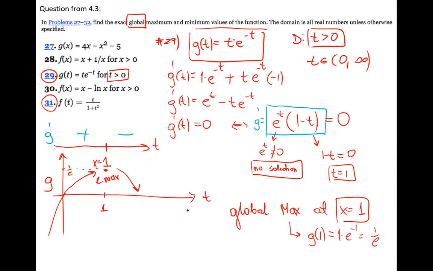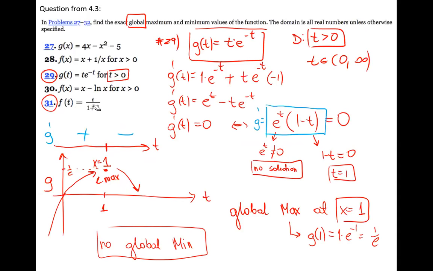Okay? And no global minimum value. We can't detect the lowest point since the domain is not a closed interval. Okay? That's how we can deal with this.